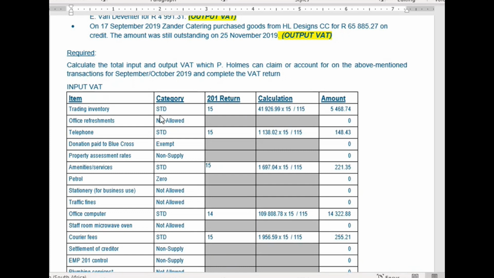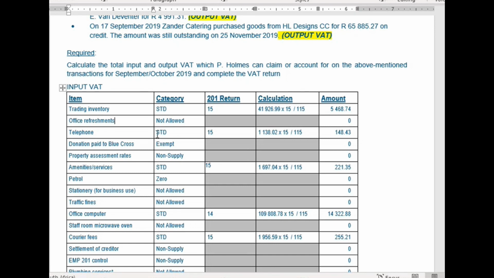Okay, so trading inventory is standard VAT, and we are going to put it in there. Office refreshment, we must put it in here, but it is not allowed, and we're going to put it as a 0. Okay, don't leave it out. Put it down and say it is not allowed.